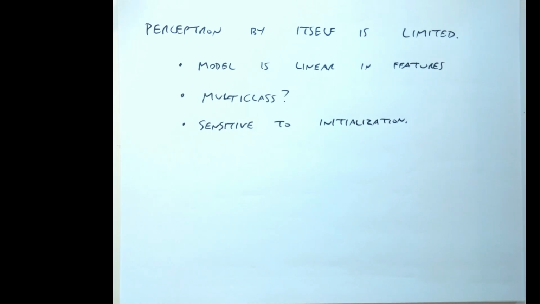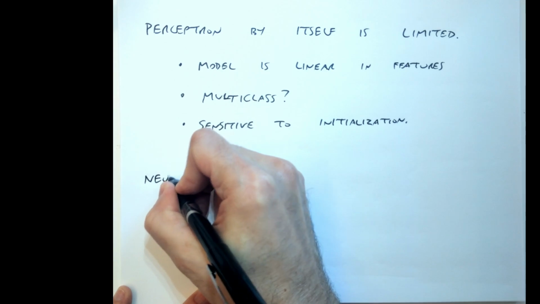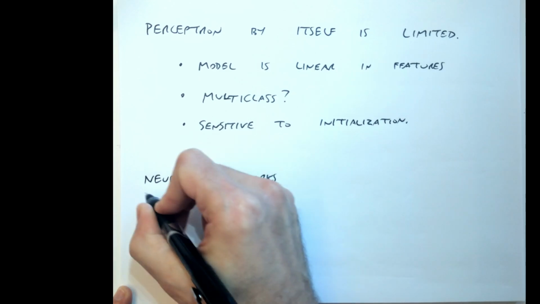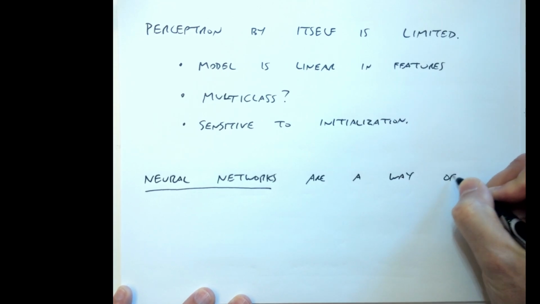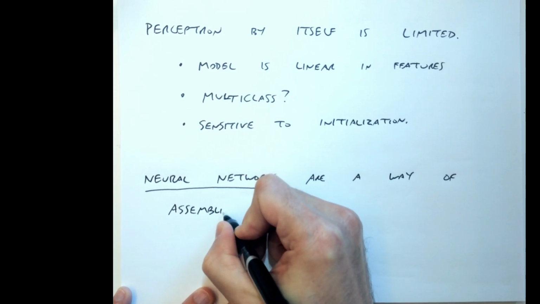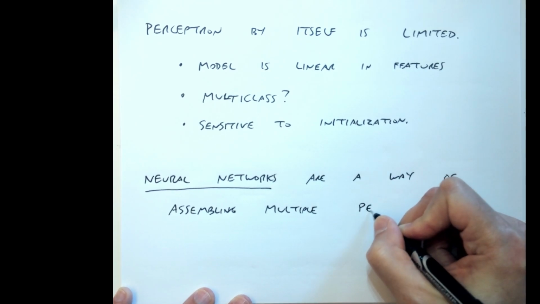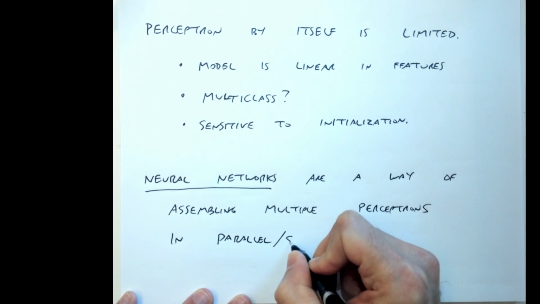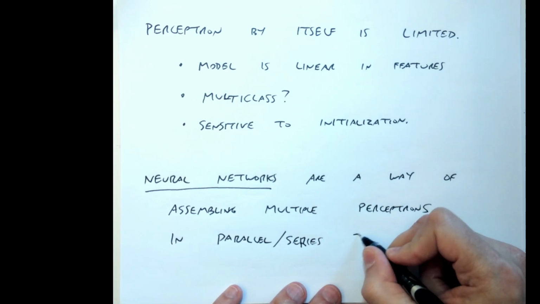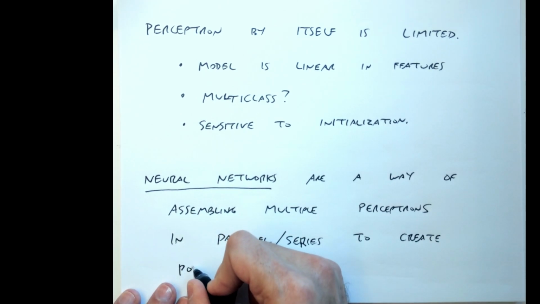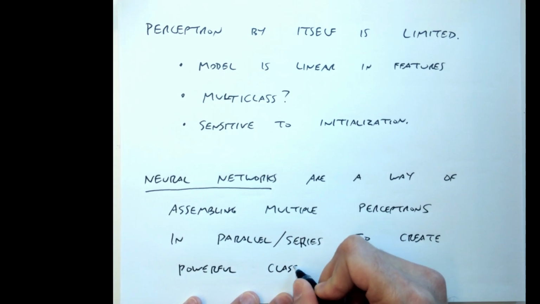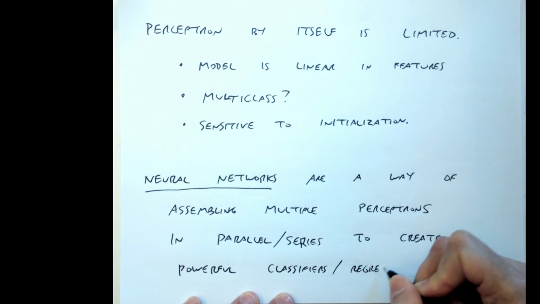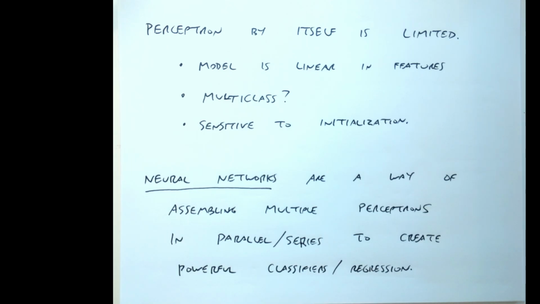So the key idea behind neural networks is to not just use one of these simple perceptrons, but to harness tens or hundreds or thousands of them into one big system and make them all work together. Okay? So neural networks are a way of basically assembling multiple perceptrons or perceptron-like structures in this kind of complicated parallel and series architecture to create much more powerful classifiers, or to do regression and so on. So that's what I'm going to talk about next.